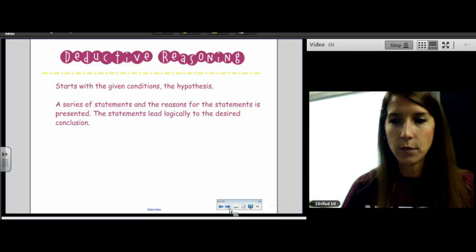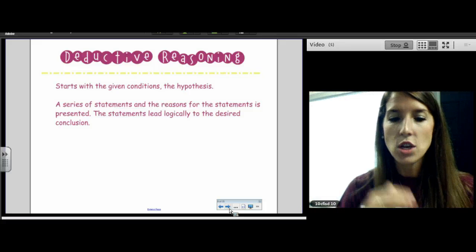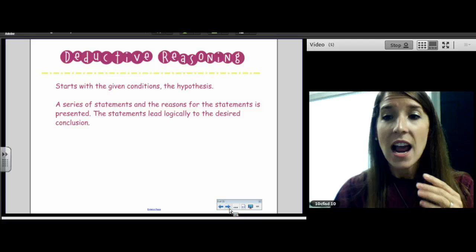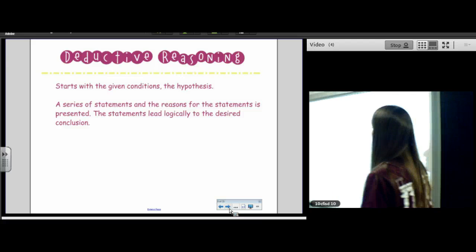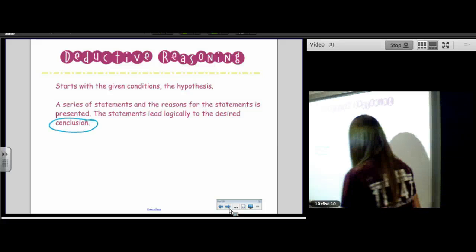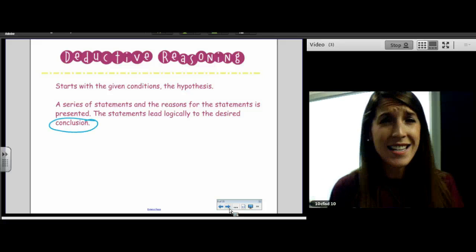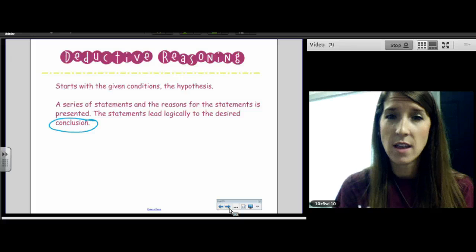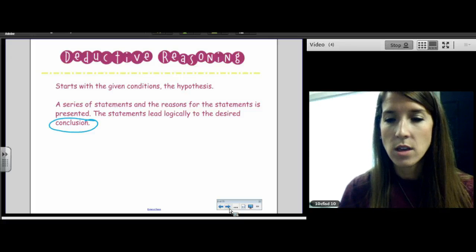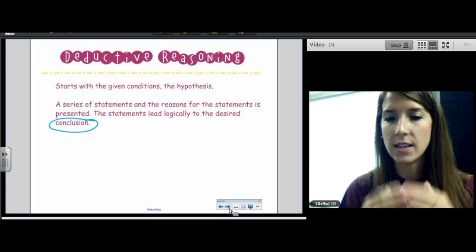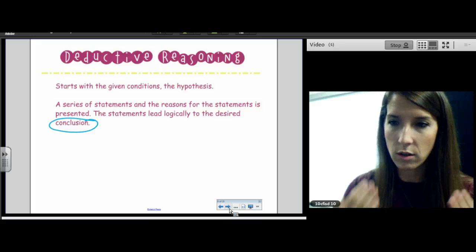Conversely, deductive reasoning is when you have a series of facts and you come to a conclusion. So the key word on this one is conclusion. The key word on inductive is prediction, and a key word on deductive is conclusion. Okay? You are following a sequence of facts and you come to a logical conclusion.